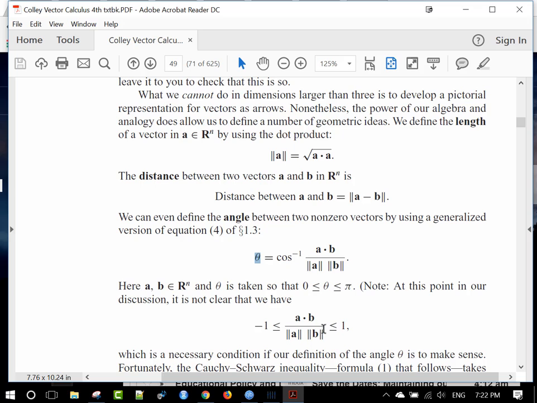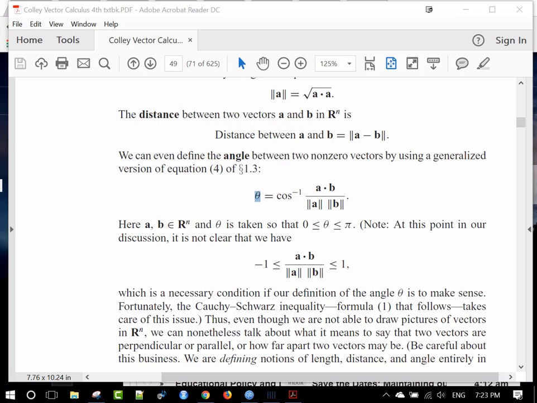This should be true, but at this point it's not clear that this is true. So we have to show that this is true, maybe. We will show that when we show this. We're going to show this in a minute. So now, even though we're not able to draw pictures of vectors, we can still talk about vectors being perpendicular, vectors being parallel, because we have this concept of angle, and also how far apart two vectors may be as well, the distance between two vectors.